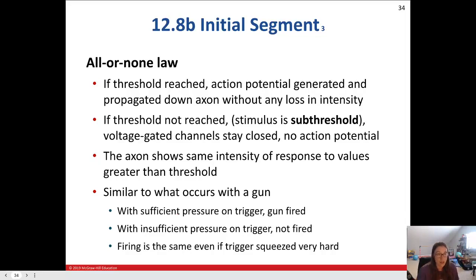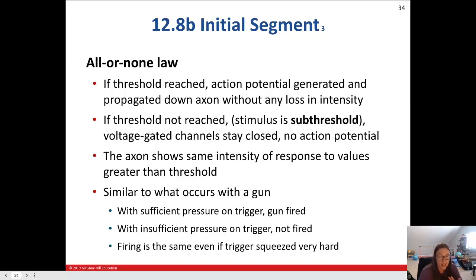And so the initial segment, or the axon hillock, is where all that summation happens. And so we're adding together all of these different EPSPs and IPSPs. And so if threshold is reached, the action potential is generated and propagated down the axon. We'll talk about that in the next video in the conductive segments. If threshold is not reached, we call this a subthreshold stimulus. The voltage-gated channels stay closed and nothing happens, right? And the graded potentials, they're short-lived, so they eventually disperse and it goes back to rest.